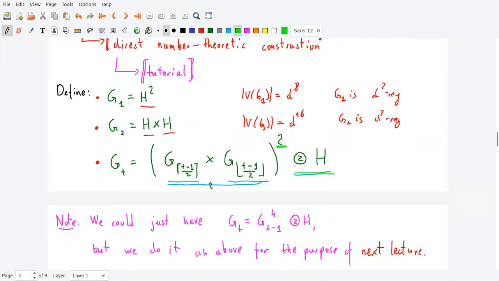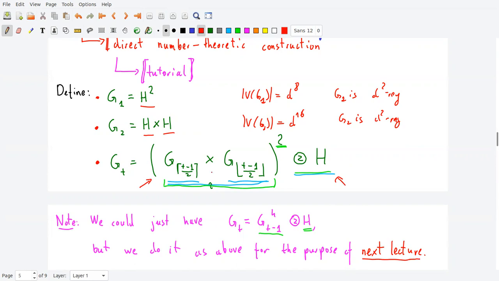As I said, in this description, this tensor product isn't really necessary. I think that everything would go through without problems if I just take the previous graph to the power 4, like square and then square again, and then I take a zigzag product with H. So the whole construction would go through without problems. But we will actually need this particular form during the next lecture.